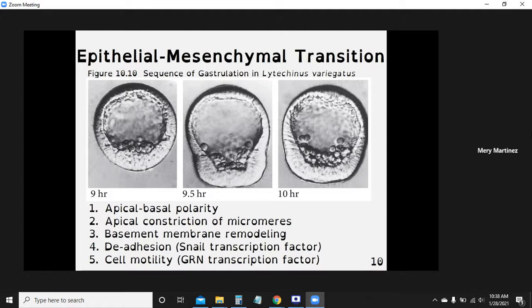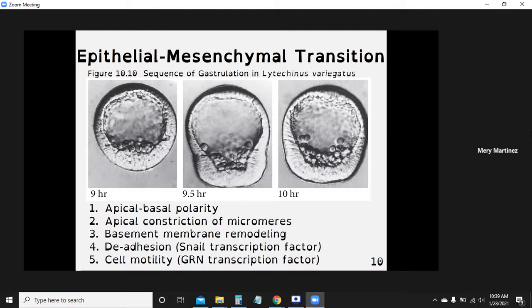Four is the de-adhesion. So we have the catenins that maintain cells together. Remember, we talked about the catenins, how they are like the glue for the cells, okay? So they start to be degraded and the cells become loose. There's a transcription factor called SNAIL, which is responsible for the degradation or downregulation of the catenins.